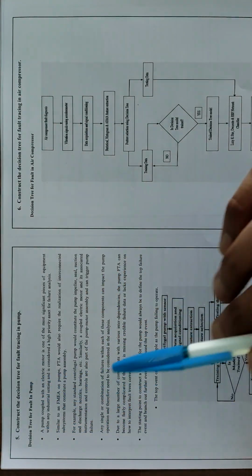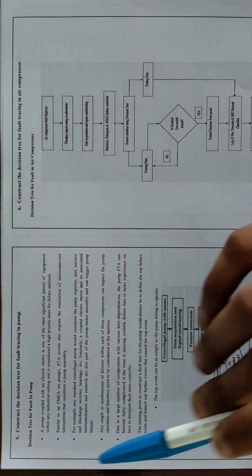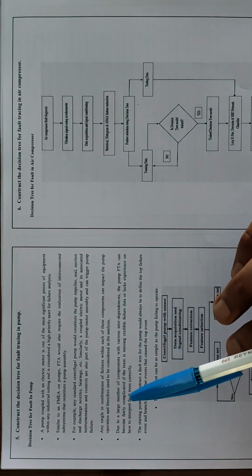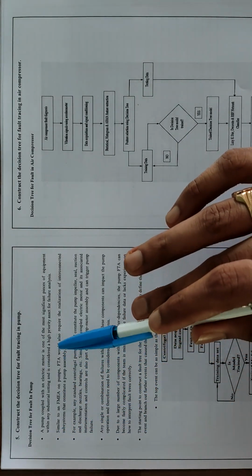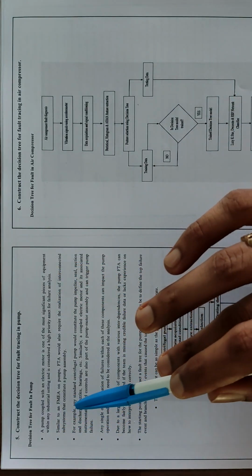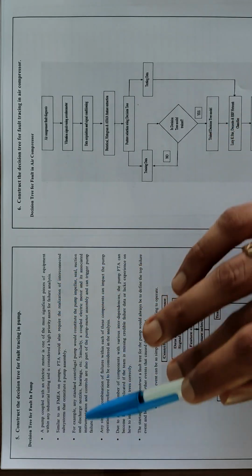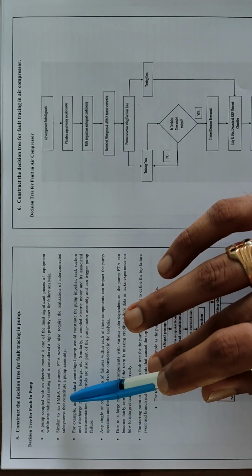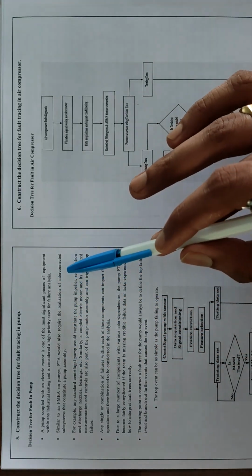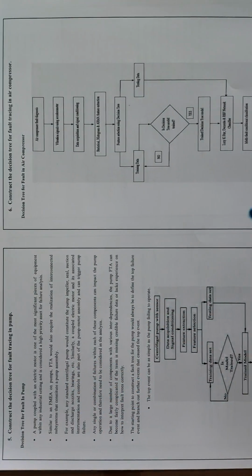Construct the fault tree for fault tracing in pump. Fault tree for fault in pump. A pump coupled with an electric motor is one of the most significant pieces of equipment within any industrial setting and is considered a high priority asset for failure analysis. Similar to an FMEA on pumps, FTA would also require the realization of interconnected subsystems that constitute a pump assembly.